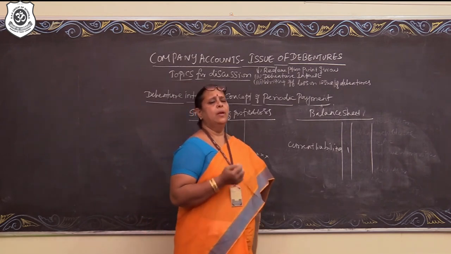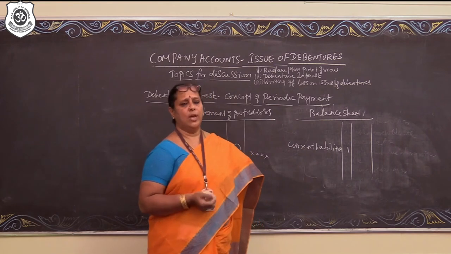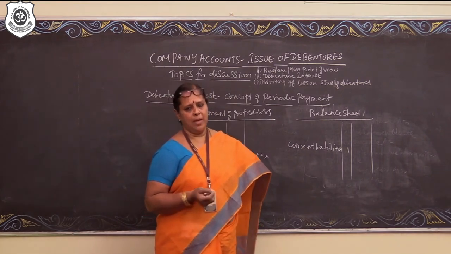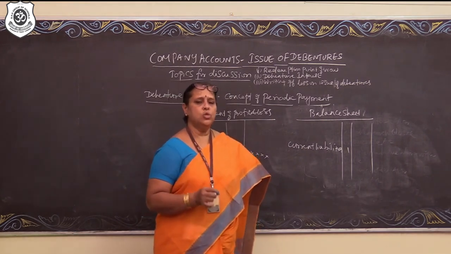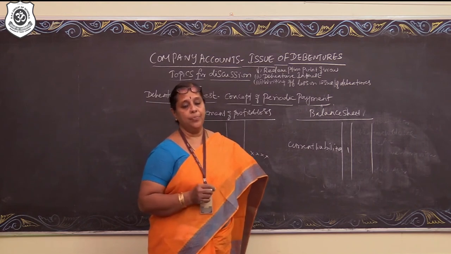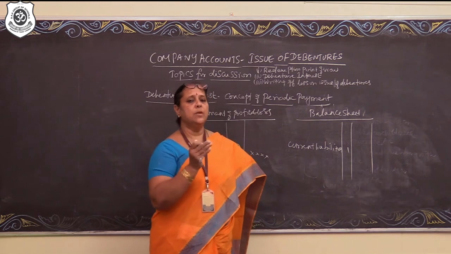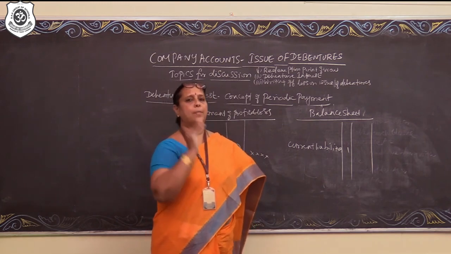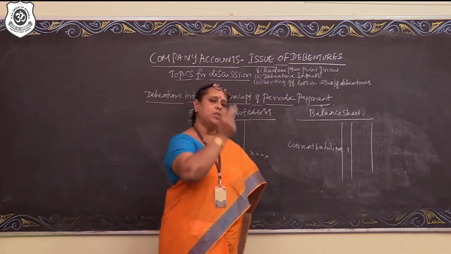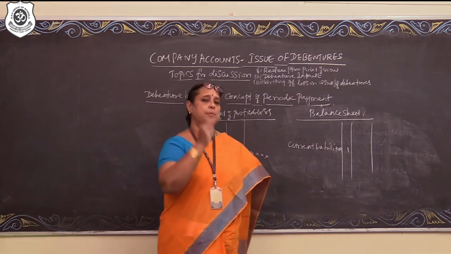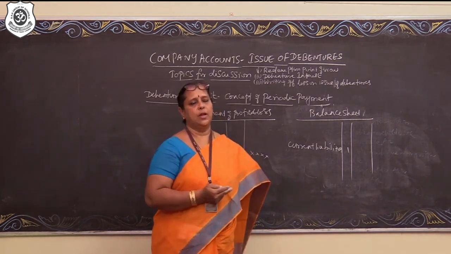For example, debentures issued on 1st January. So the interest is payable on 30th June and 31st December. Now, 30th June interest to be paid means for the first 3 months, that is January, February and March, the first 3 months belong to the previous financial period. The subsequent 9 months will be in the next financial year.